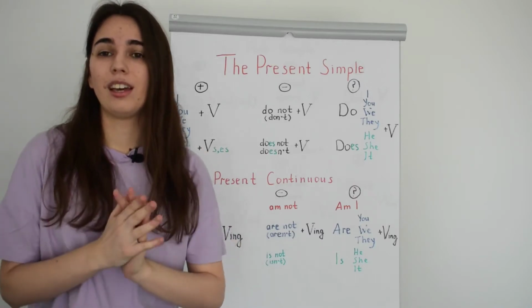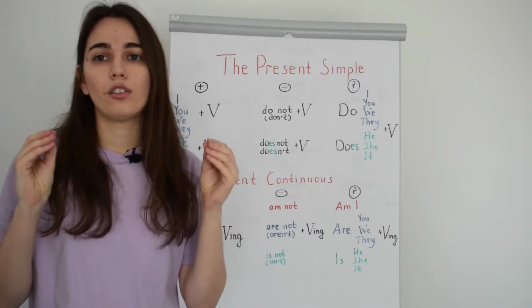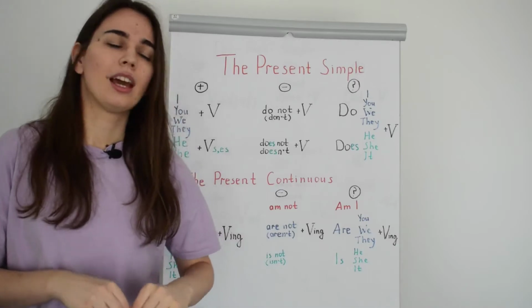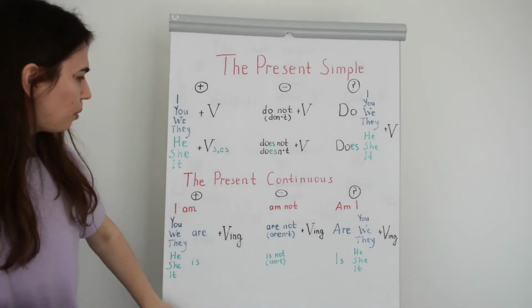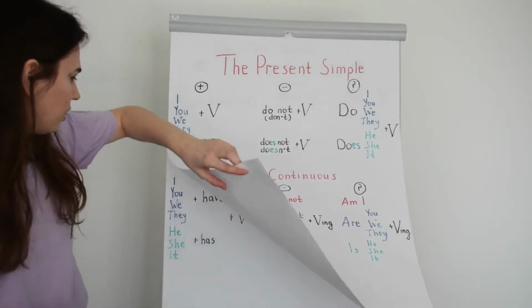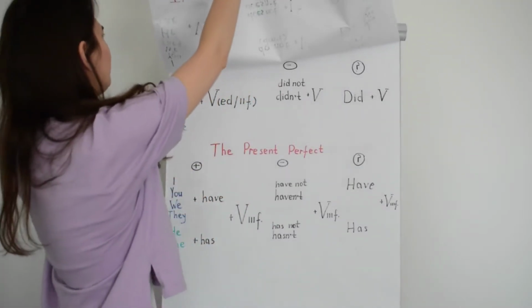As I promised, there would be 6 tenses. I need to flip my paper. Sorry for that noise.